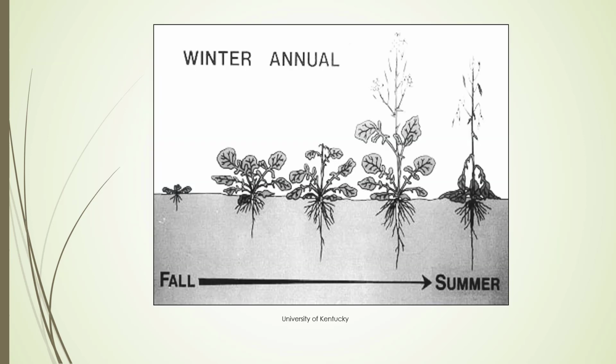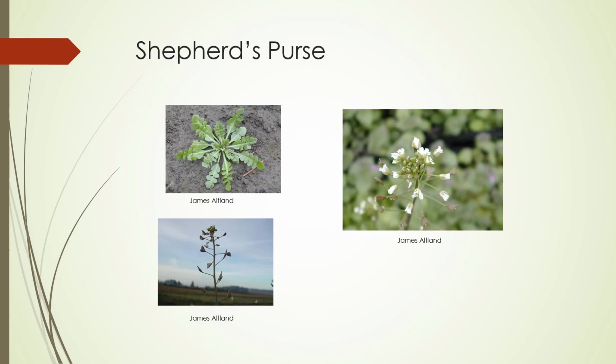Winter annuals, you'll see these sprout up in the fall, and really this is the time you want to get these guys. They'll continue to kind of hang out until it starts to warm up, and then they'll start flowering, and in this case it happens very, very quickly, and then they go to seed really quickly before you even know it. And you start trying to pull them, and they're shooting seeds everywhere. So shepherd's purse is an example of a winter annual.